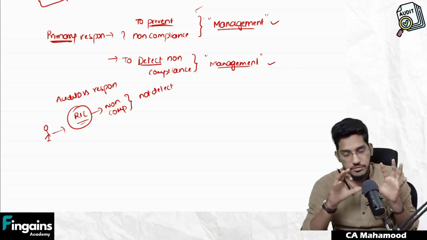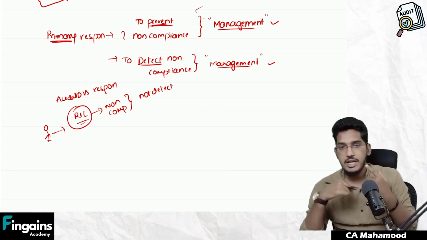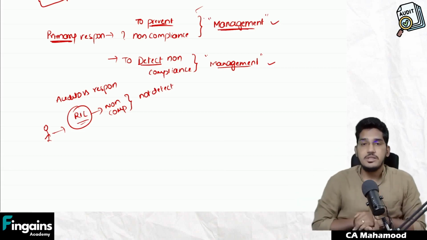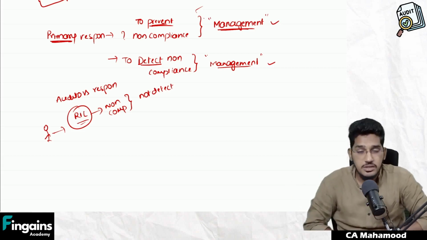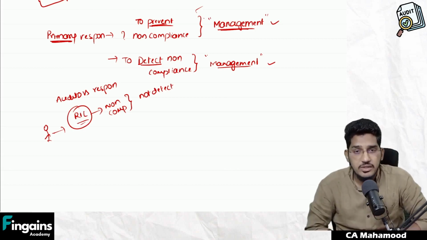So we understood management's responsibility: the primary responsibility to prevent non-compliances and to detect the non-compliances is with the management. But what about the auditor's responsibility, sir? Will he be made responsible or not? What does the auditor have to do? What functions does he have to fulfill regarding the laws and regulations?